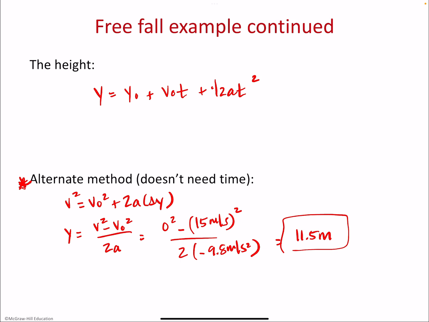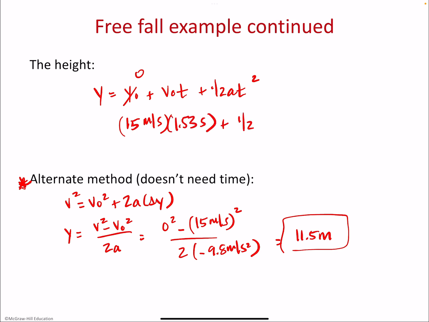What's y naught if it doesn't say? 0. Now, with that being said, it might start giving you an initial position. It might say it's starting at 2 meters above the ground or something. Have you gotten to any problems that have done that yet? No? Well, if you do, that isn't 0. What's our initial velocity? 15. What's our time that we just solved for?